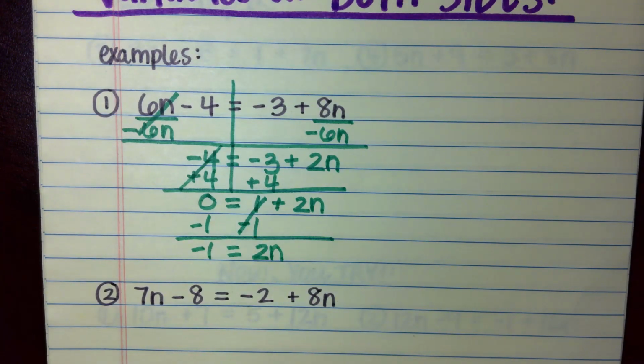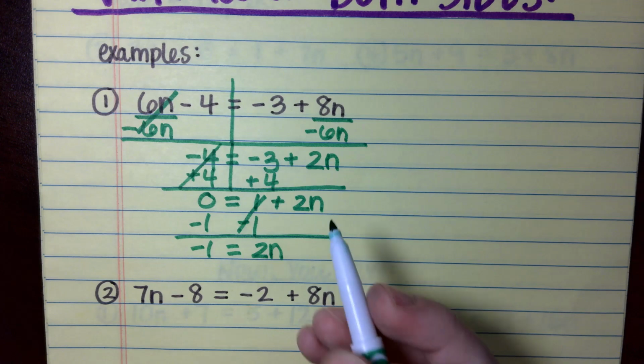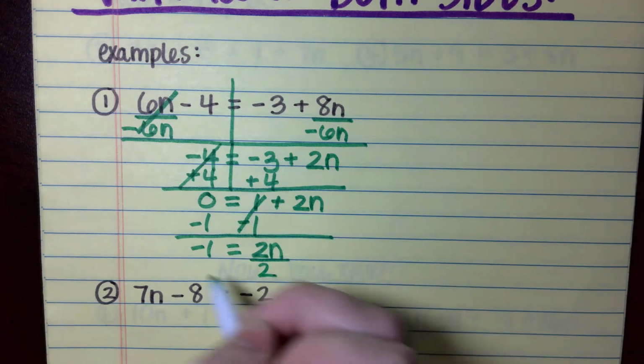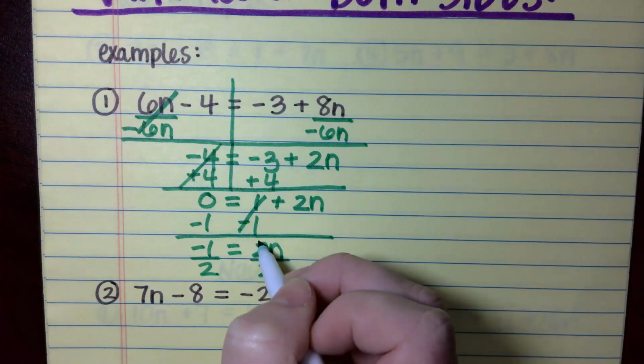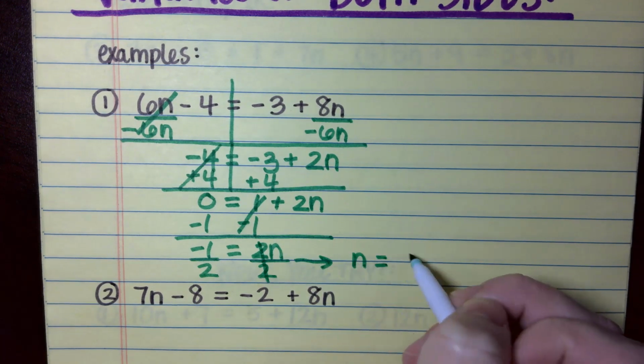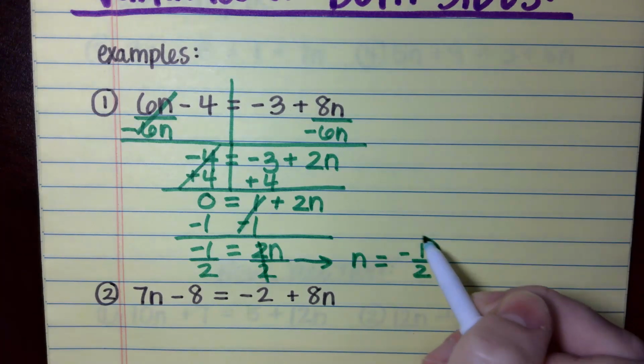Now what? Now we could get rid of the 2 by dividing. Okay, that's going to cancel, and we're going to get n equals negative 1/2, or negative 0.5.